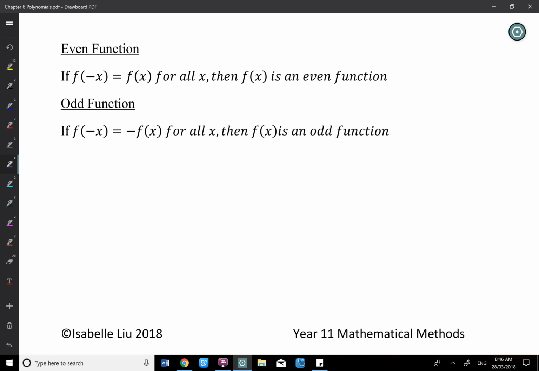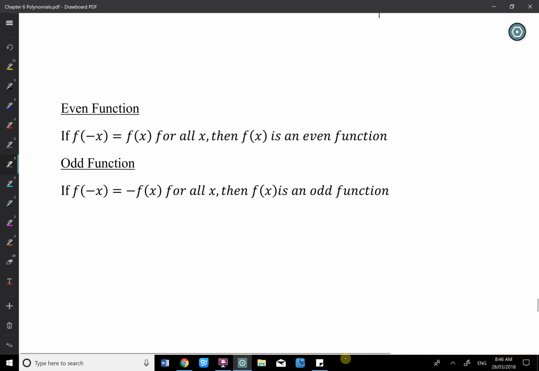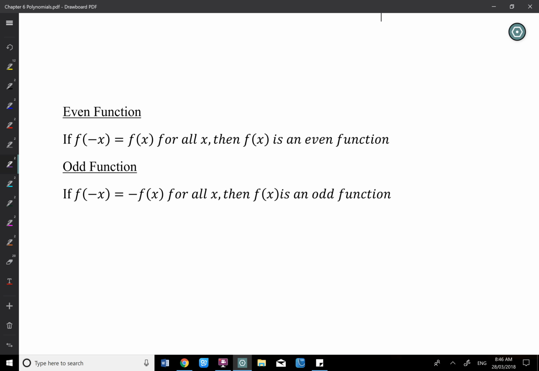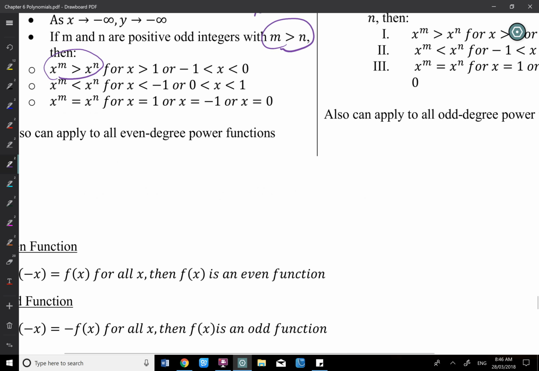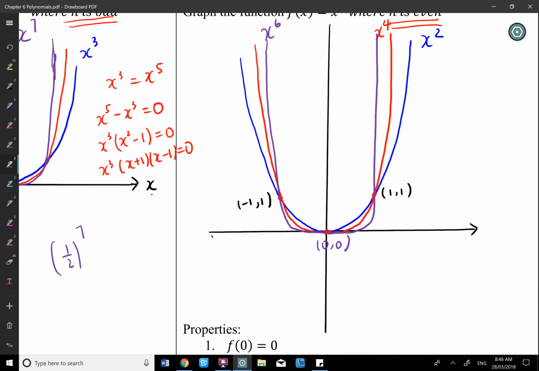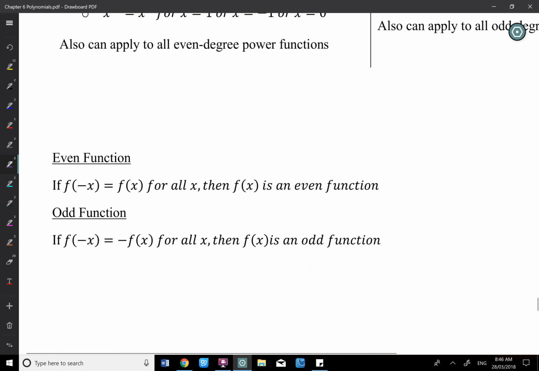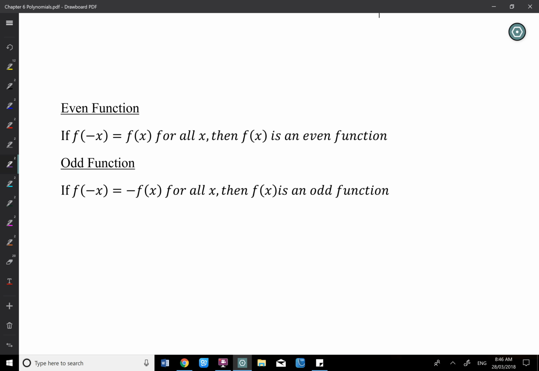An even function, if you think about the graph, must be symmetrical about the y-axis. That's an even function. Like x to the power of 2, x to the power of 4, they are all even functions because they're symmetrical about the y-axis. That's the only requirement. So, symmetrical about the y-axis.